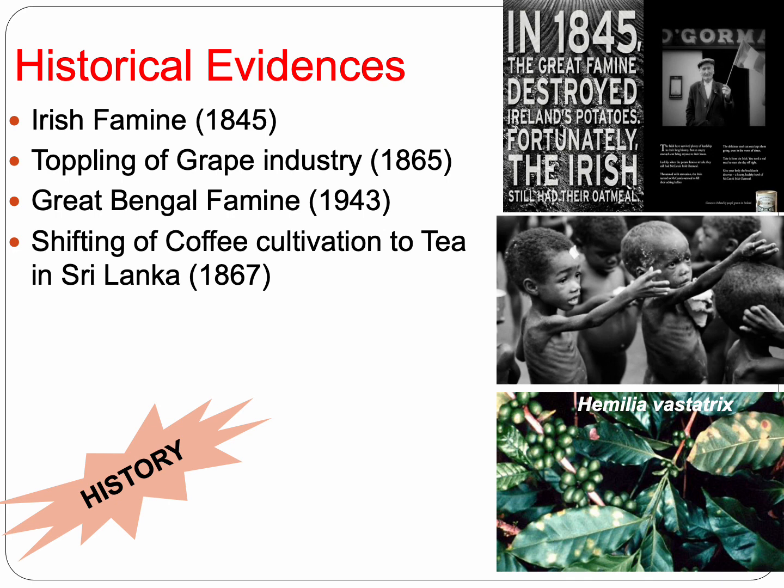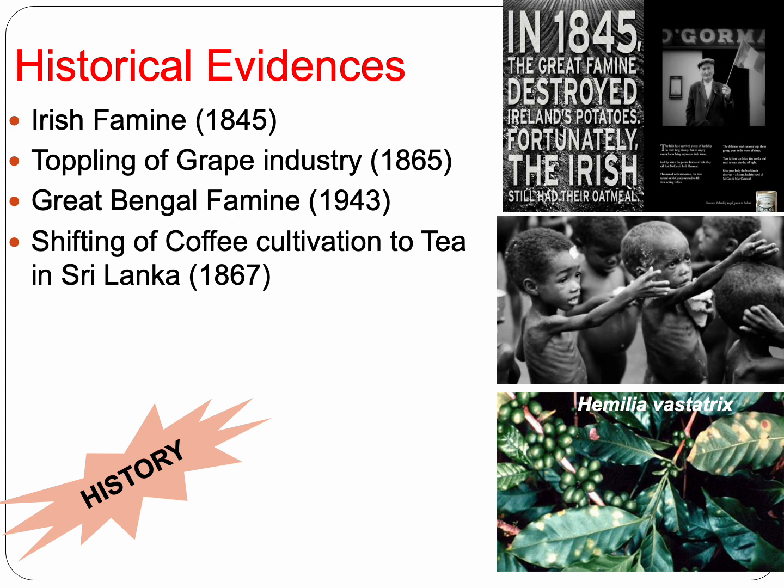There are a huge number of historical evidences which prove the huge importance of plant diseases. If we see the history, in 1845 the Irish famine occurred in Ireland, because of which a huge population migrated from Ireland to South America, followed by the toppling of the grape industry in 1865, because of which the wine industry in France totally declined.